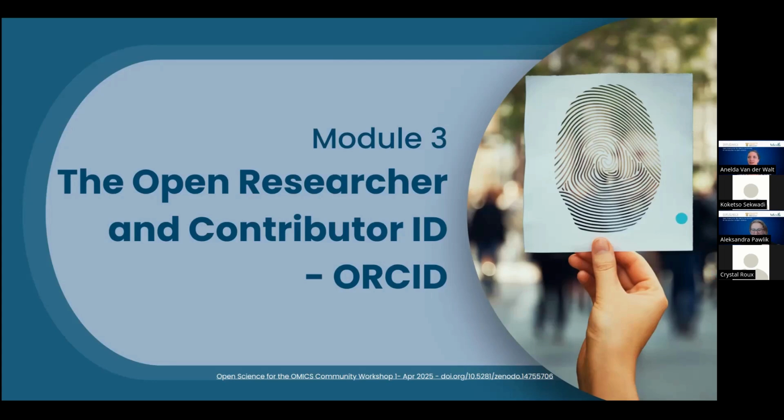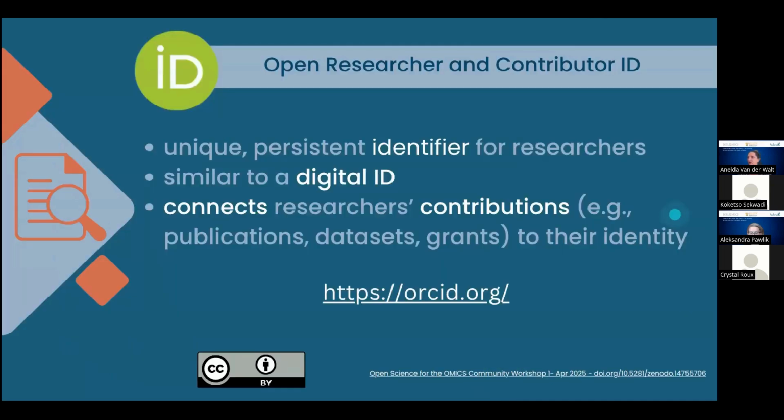So ORCID is the Open Researcher and Contributor ID. It is a few years old, it has been around for maybe 8 or so years, and it is a way to discriminate individual researchers. We're going to go through all of it now. It's a unique persistent identifier for researchers and for research related people.